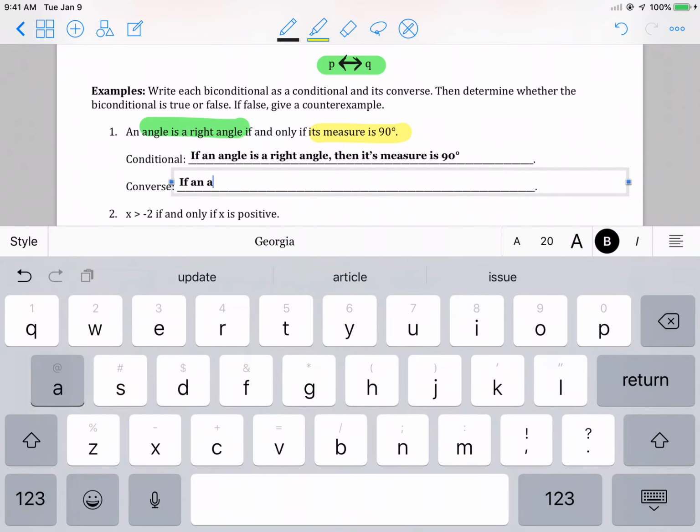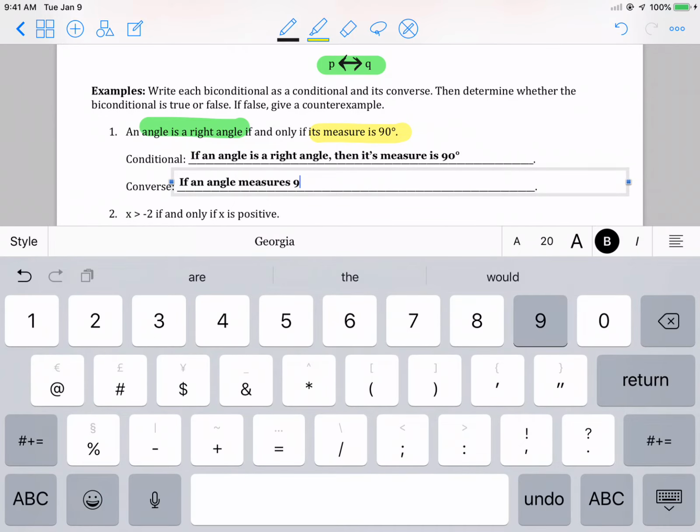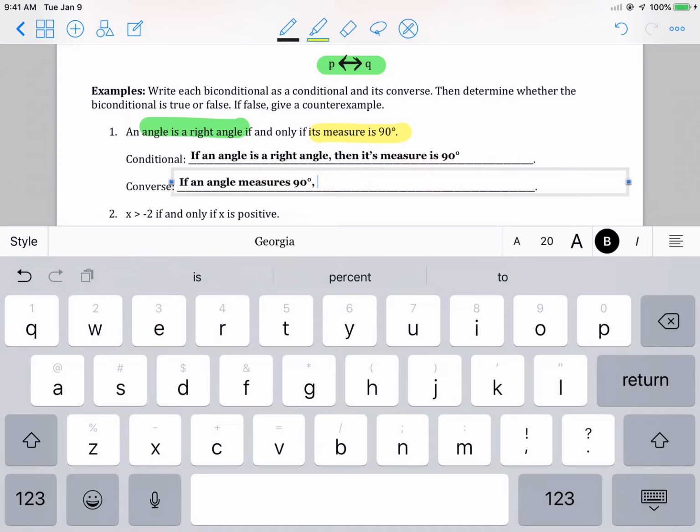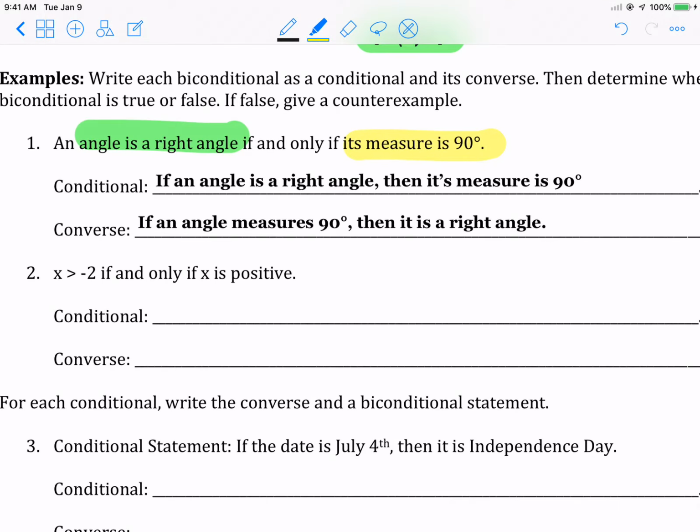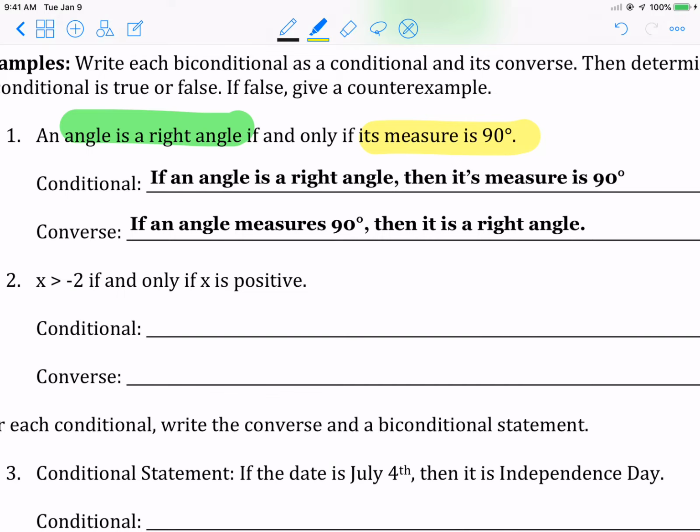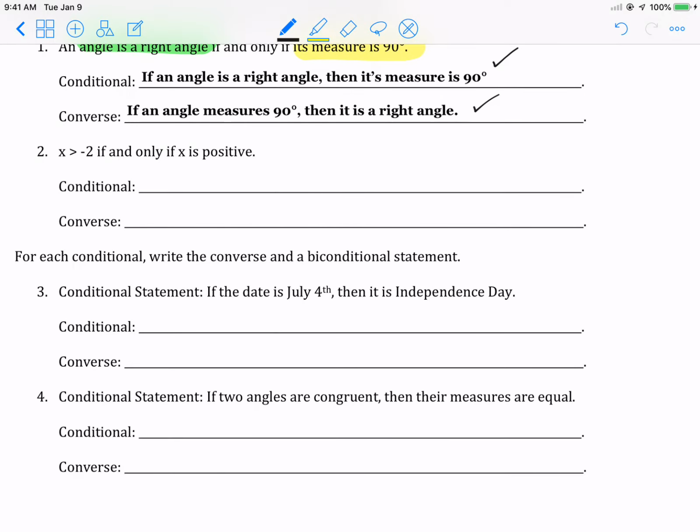If an angle measures 90 degrees, then it is a right angle. So what we want to do now is check our two statements and make sure they're true, because if one of them is false, then we do not have a true biconditional statement. So if an angle is a right angle, then the measure is 90. Yep, that's a true statement, so that one's okay. And then the next piece, if an angle measures 90 degrees, then it is a right angle. So we've got a true biconditional statement.